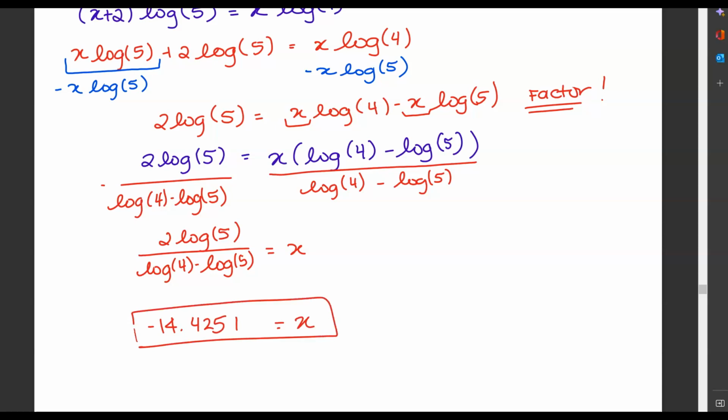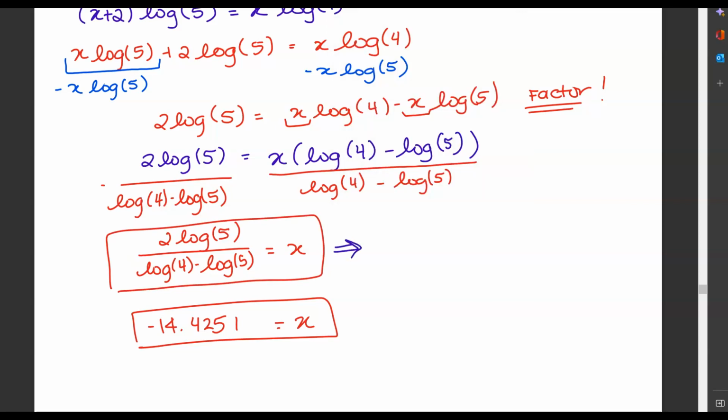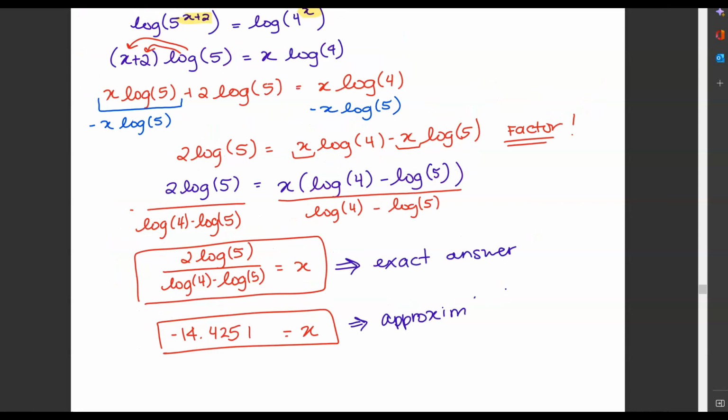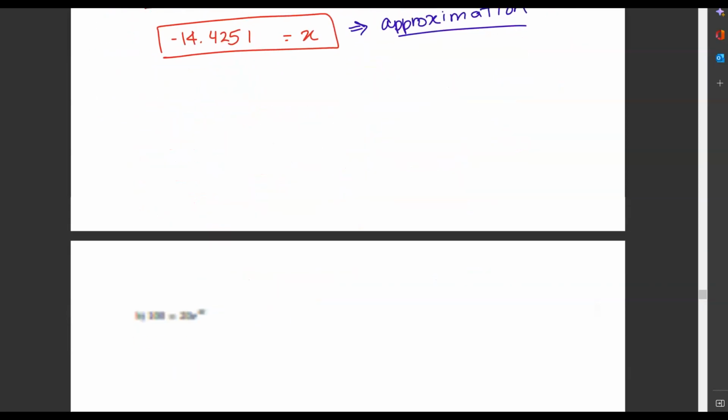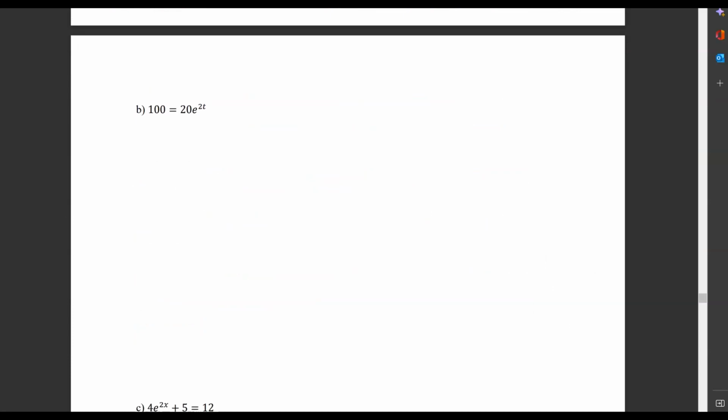Okay. All right, something I want to note: both of these are the correct answer, right? This one here, this is what we call the exact answer. And this one is what we call an approximation. That's the approximation. Okay. All right. Go ahead and try the next one on your own.